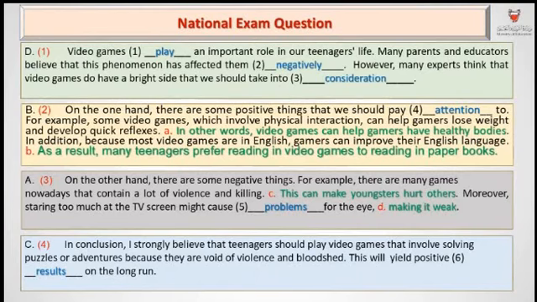All right? Then we have C. We are talking about video games containing violence and killing and bloodshed and all that.